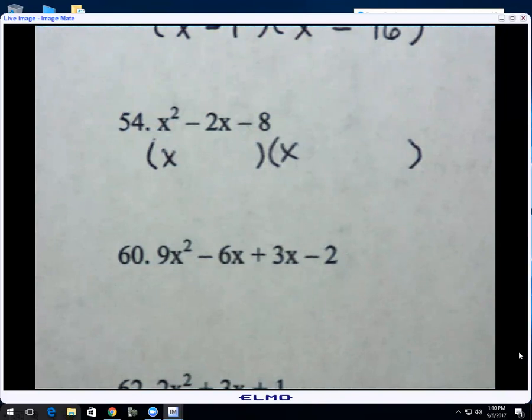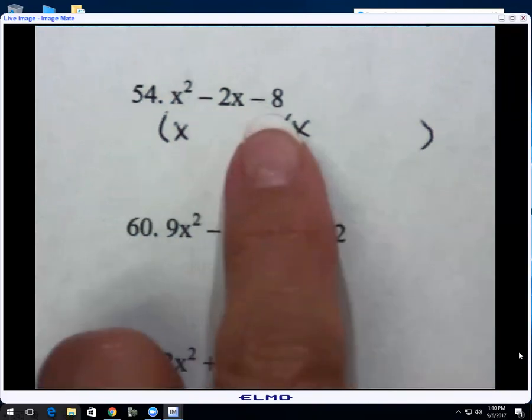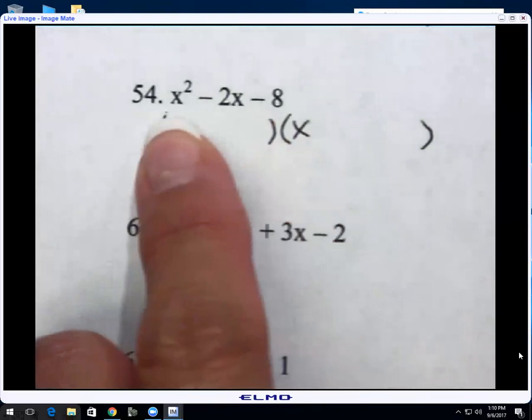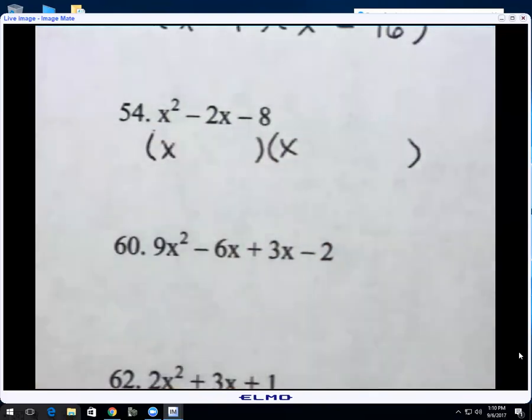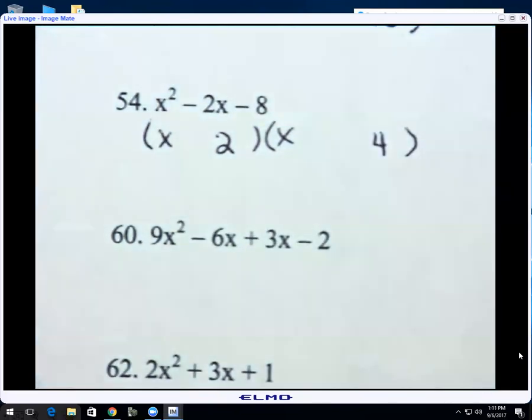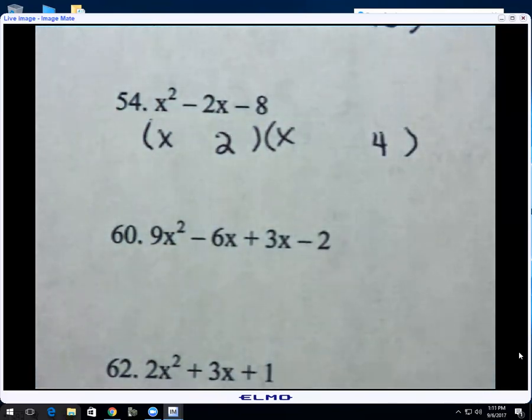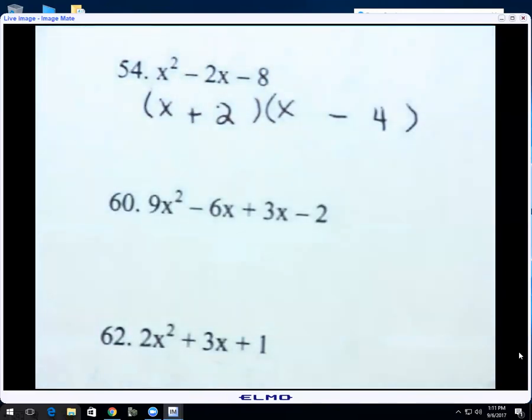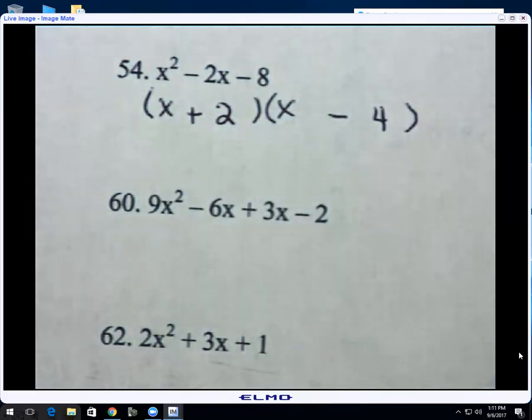In the sentence, you should have said to yourself, I need what? Factors of 8 that have a difference of 2. That's 2 and 4. Does it matter where you put the 2 and where you put the 4? It matters where you put the signs. You can go ahead and put down the 2 and the 4, but what do the signs have to be in order for those to add together to give me a negative 2x in the middle? A positive 2 and a negative 4 is what will combine to give me a negative 2.